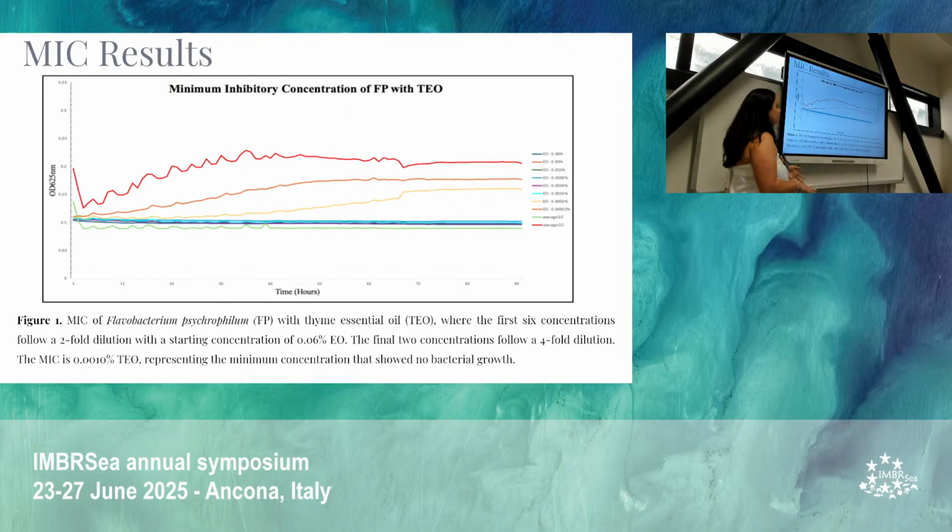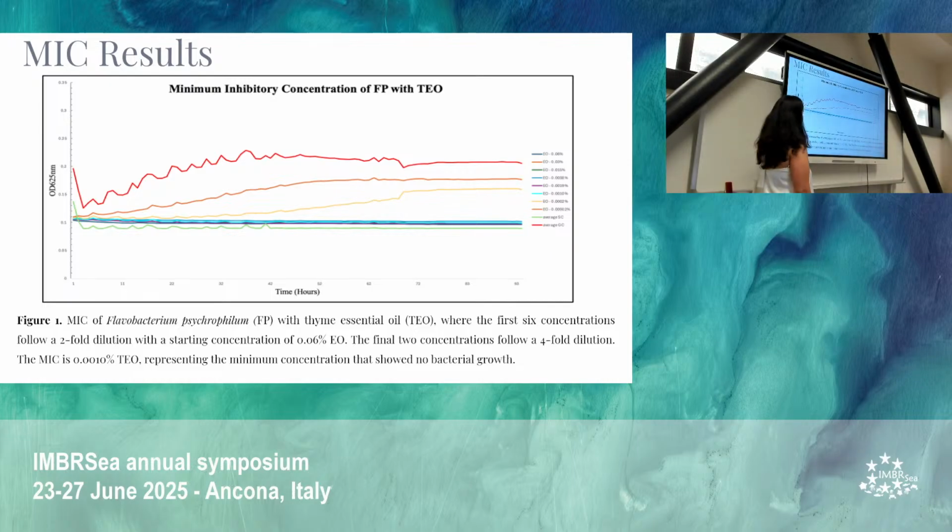And these are the results from that minimum inhibitory concentration. So this is for the thyme essential oil, where we can see that the higher concentrations didn't have any growth. You can see the control in red, where we see a normal growth curve of the bacteria, and then the 2 lowest concentrations, we can see delayed growth and at a lower density. So this shows that the thyme oil is working to inhibit the bacteria in vitro.